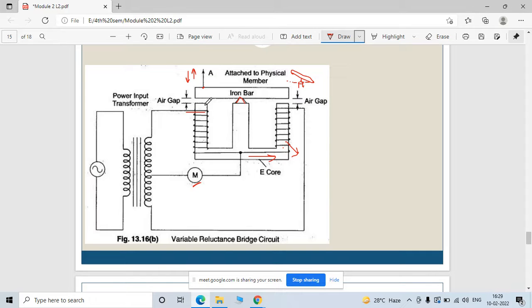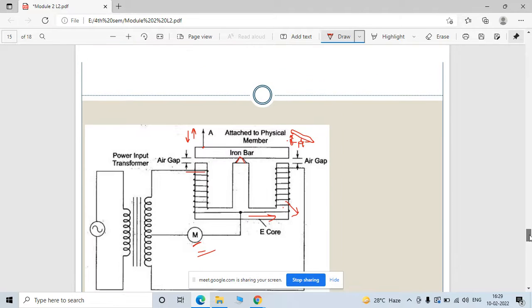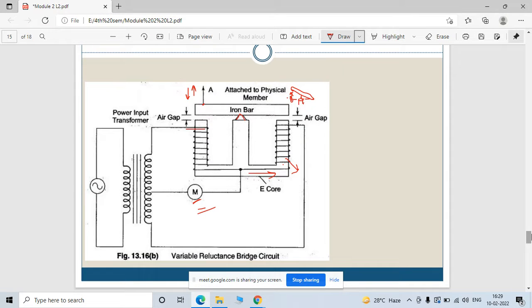And in a similar way, this inductance decreases because the air gap length is increasing here, right? See, the air gap length is increasing. So by this means you can measure the differences either in terms of voltages or in terms of inductance, which will be measured by this meter. So by this means you can measure the value of this displacement in terms of an electrical signal.